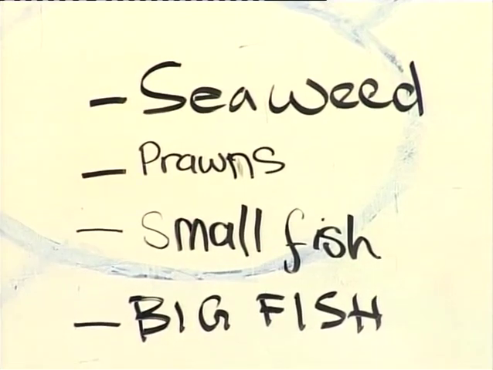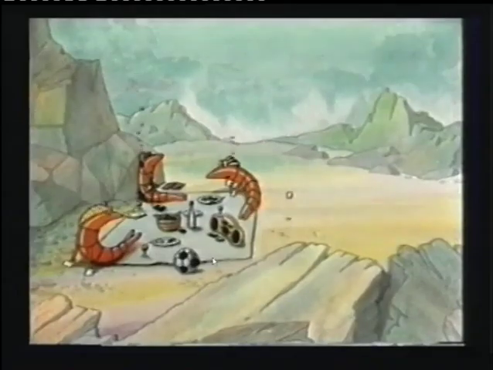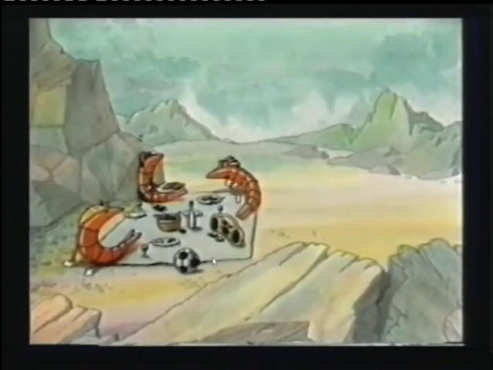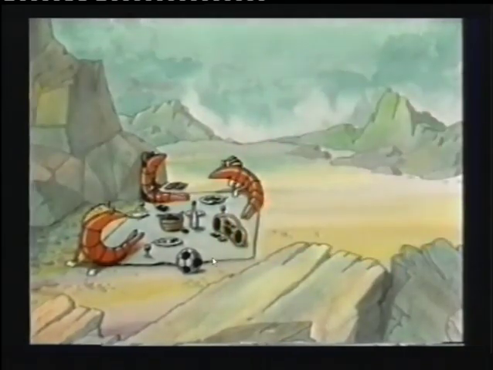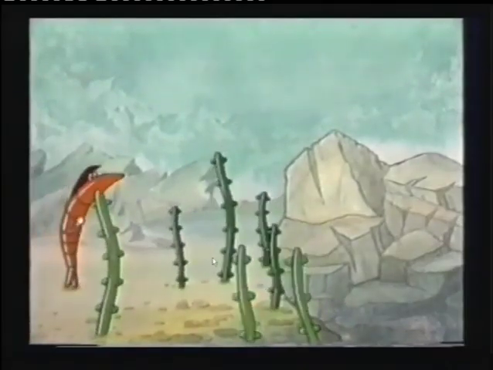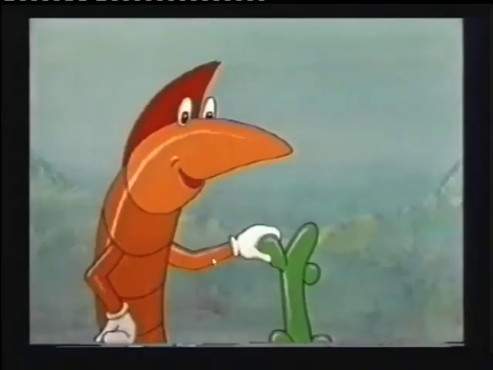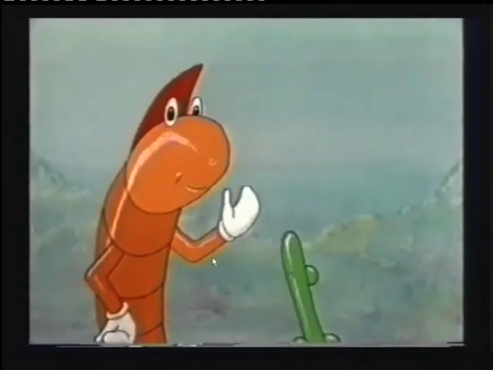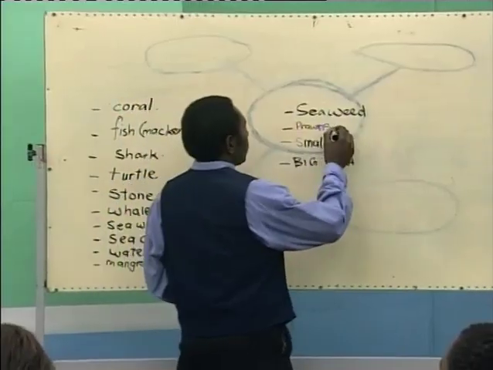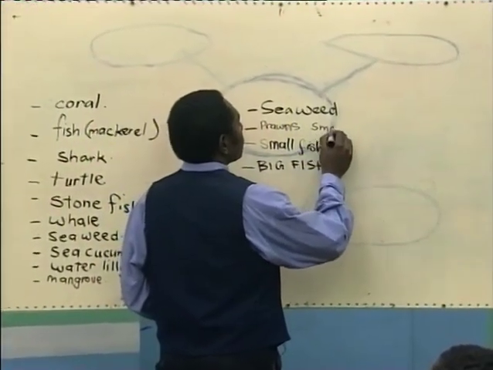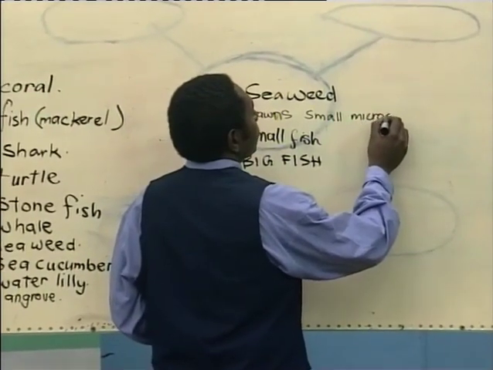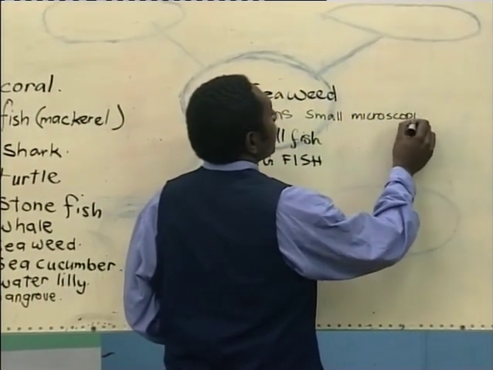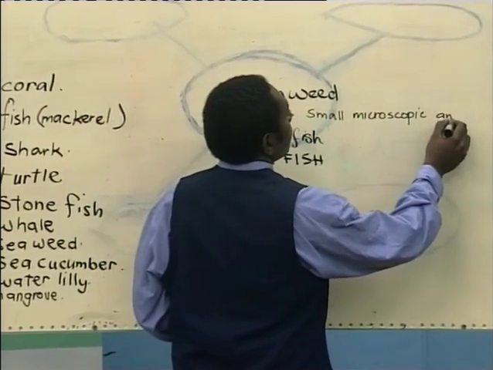What are those orange things, prawns? They look like prawns, look like seahorse. They were small, microscopic animals. They were not prawns, they were not seahorse. They were small, microscopic animals. So we will put small microscopic animal.